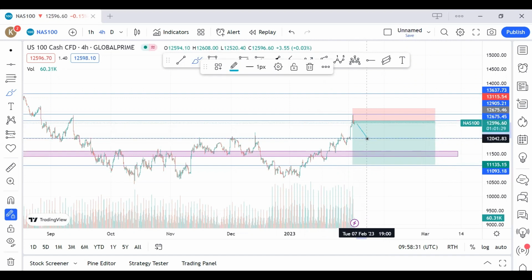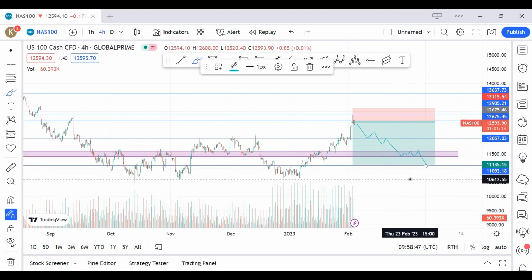It will come to this level here, try to trick us before breaking, retest, and do a bit of correction at this level here, a bit of correction before moving to the downside. This is what the actual market movement is on NAS 100.